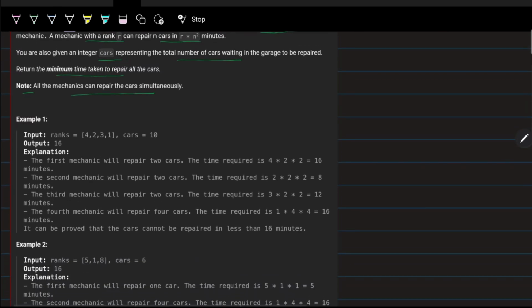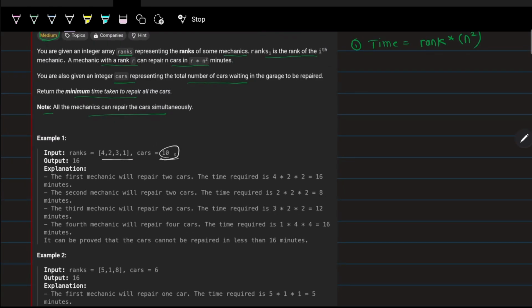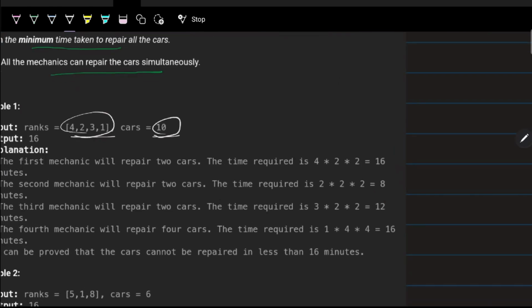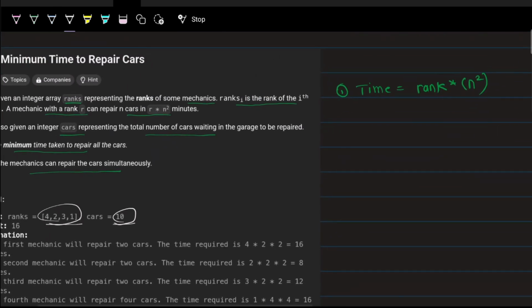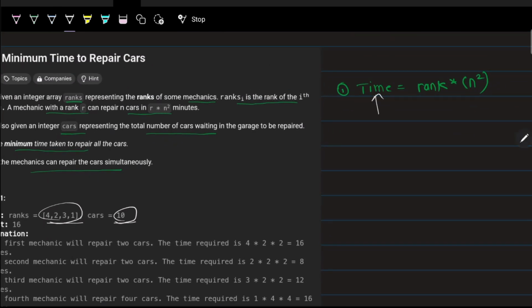So the problem is saying that we are given the ranks array and n cars, where n is the number of cars. We have to repair all the cars using those mechanics, and return the minimum time in which we can repair all the cars. The time formula for each single mechanic is the rank of that mechanic times the number of cars he is going to repair, squared.